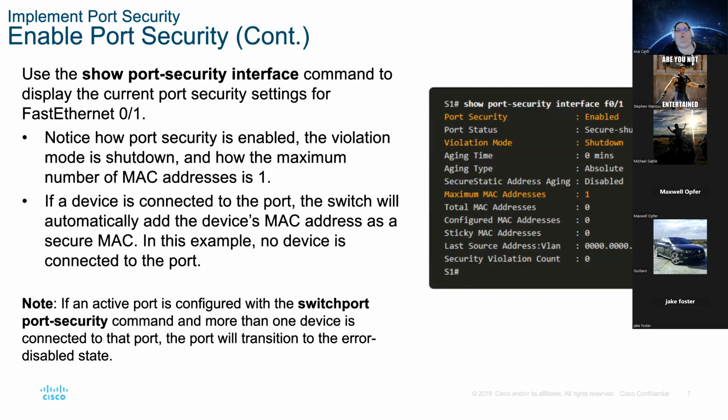You can use the show port-security interface command, and that one displays the current port security settings for FastEthernet. Notice how port security is enabled, the violation mode is shutdown, and the maximum number of MAC addresses is set to 1. If a device is connected to the port, the switch will automatically add the device's MAC address as a secure MAC. In this example, no device is connected to the port. Note, if an active port is configured with the switchport port-security command and more than one device is connected to that port, the port will transition to error-disabled state.